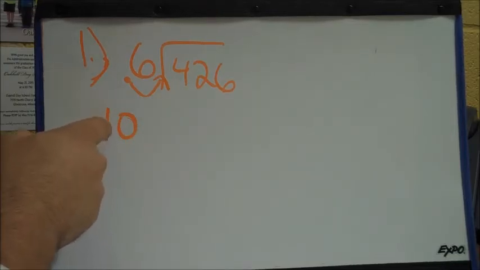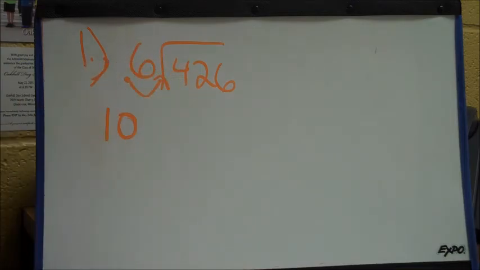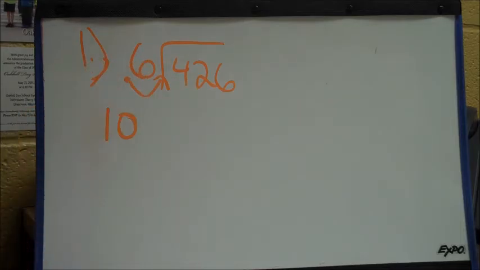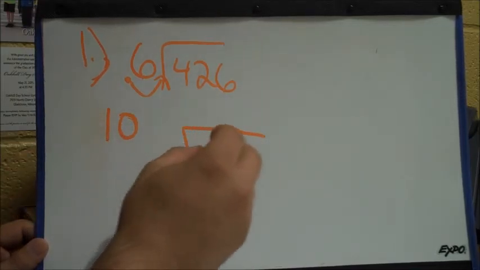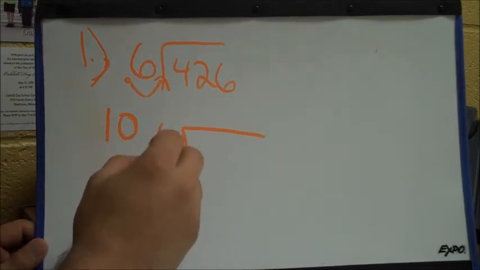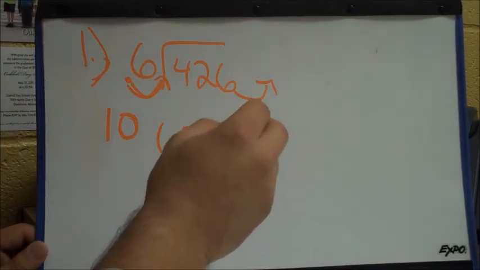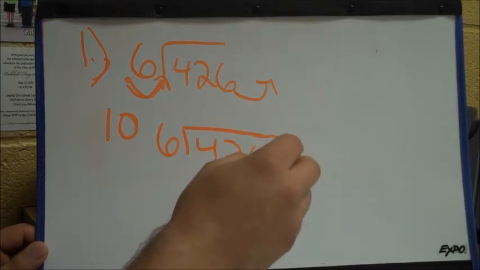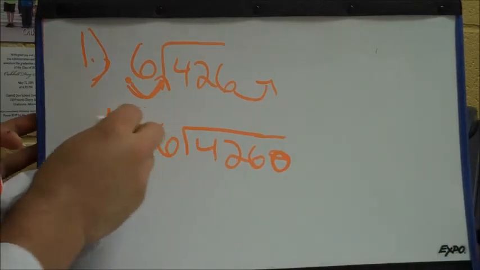So if we multiply 6/10 times 10 to the power of 1, it's going to give us 6 as a whole number. So the equivalent problem to this is going to be, because remember, we have to do what we do to the outside, we have to do to the inside. The equivalent problem is going to be 4,260 divided by 6. So let me get rid of this power of 10 here.